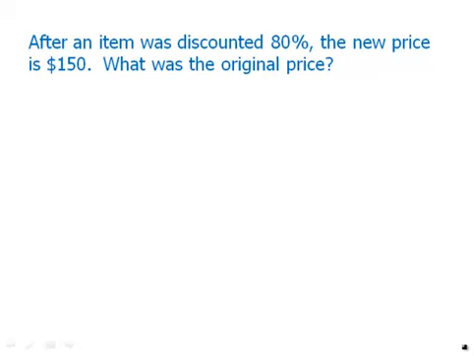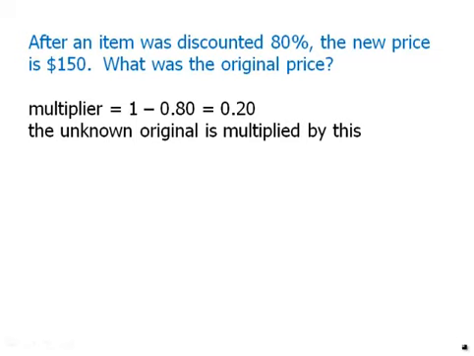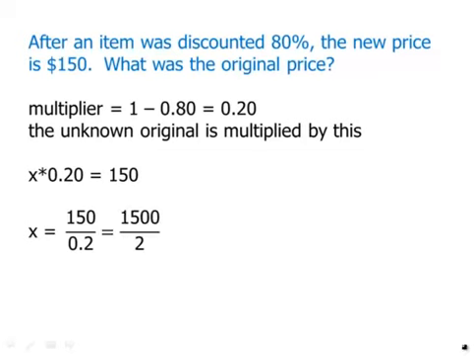Here's another problem. After an item was discounted 80%, the new price is $150. What was the original price? You might want to take a moment just to work on this, and then I'll show the solution. So here's how we'll solve it. It was discounted 80%, so the multiplier for that is 1 minus 0.8, which is 0.2. And so it means that the original x, which we don't know, is multiplied by 0.2 and winds up equaling 150. So we divide by 0.2, move the decimal, and we get 750.